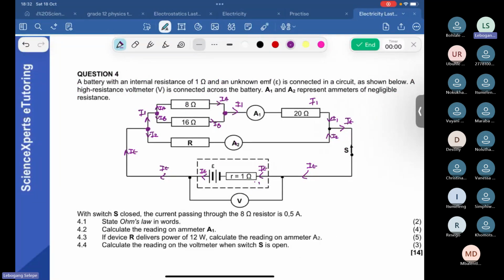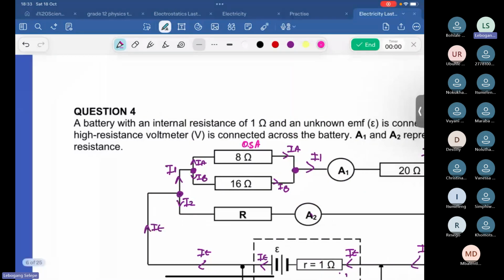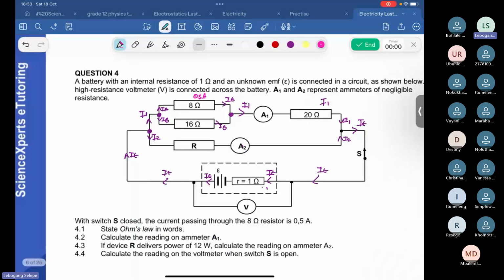If you've done this, guys, you are ready. With switch S closed like that, the current passing through the 8 ohm resistor is 0.5. Where is the 8 ohm resistor? This is the 8 ohm resistor. The current here, they say, is 0.5 A.